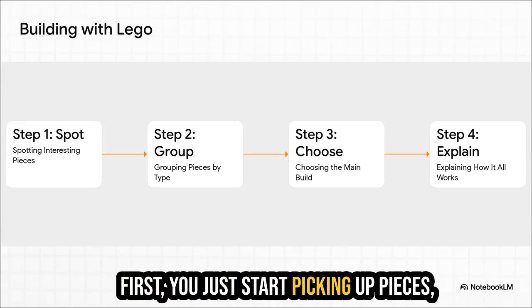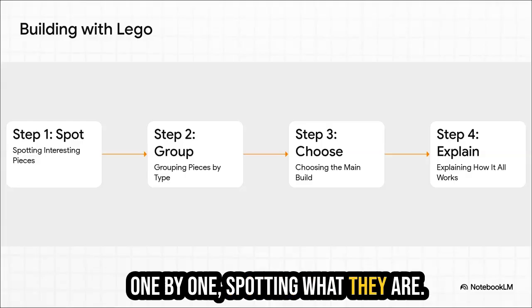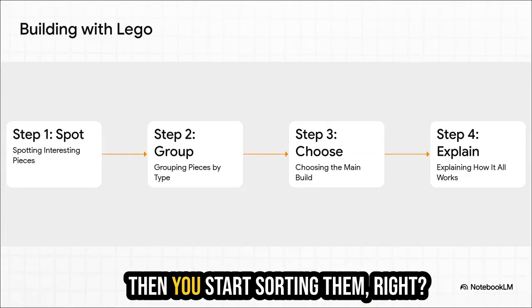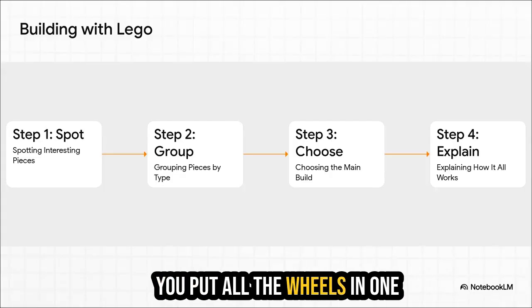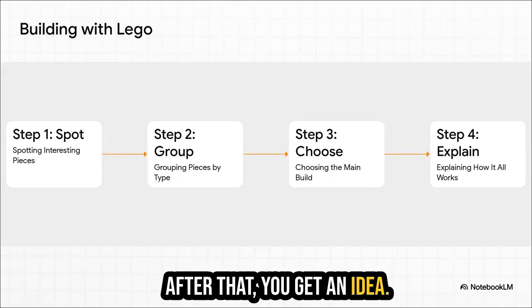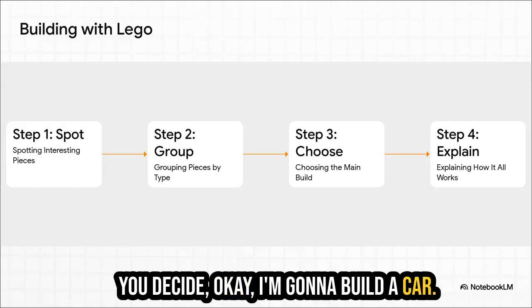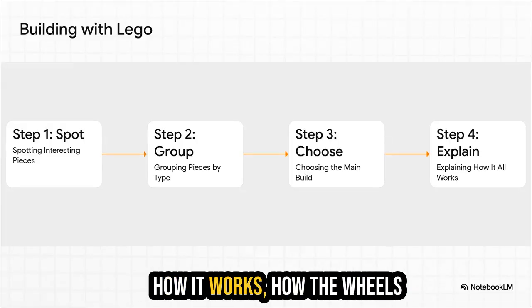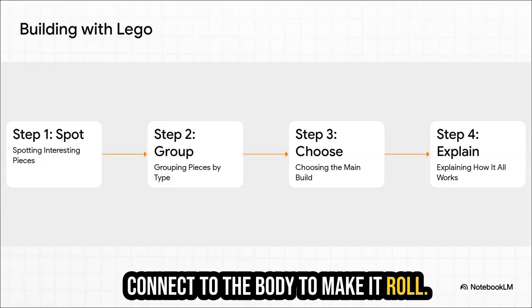First, you just start picking up pieces one by one, spotting what they are. Oh, here's a wheel. This is a little window piece. Then you start sorting them, right? You put all the wheels in one pile, all the windows in another. After that, you get an idea. You decide, okay, I'm going to build a car. That's your main build. And finally, you put it all together and explain how it works, how the wheels connect to the body to make it roll.